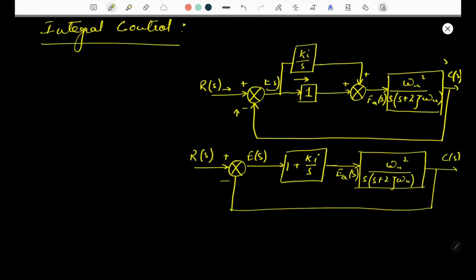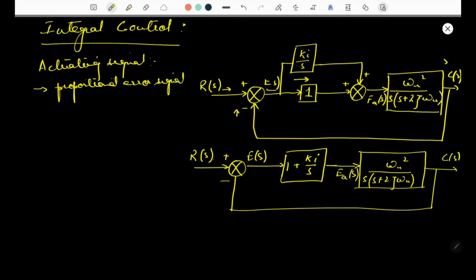So here we are going to discuss the integral control action. In the last topic we discussed the derivative control. In an integral control action, the actuating signal is simply the sum, the addition, of both the proportional error signal and the integral of the error signal.